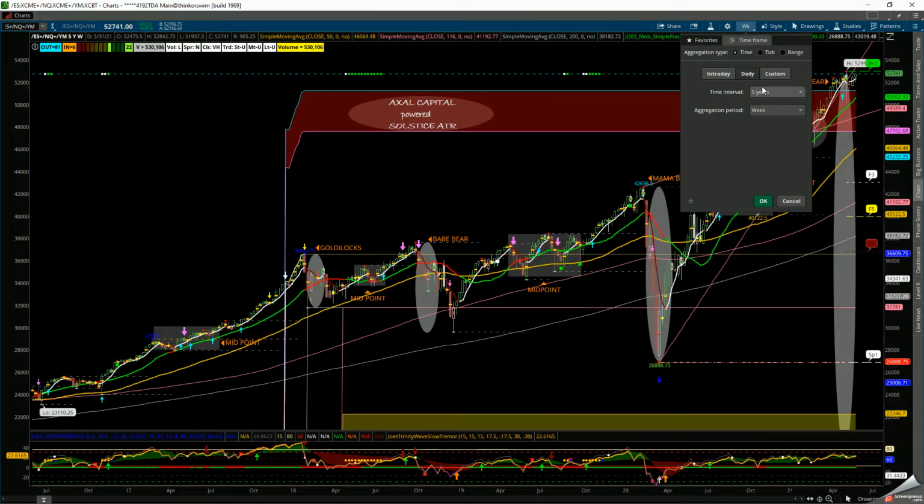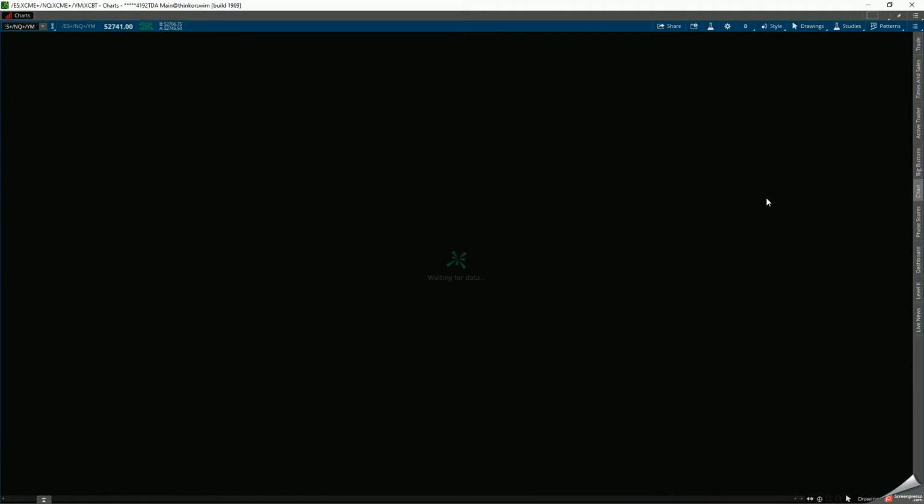We're going to go daily. We're going to do 6 month. We don't have to go that far. We go 6 month out. Instead of the weekly, we're going to use a daily bar, and we're going to push OK.